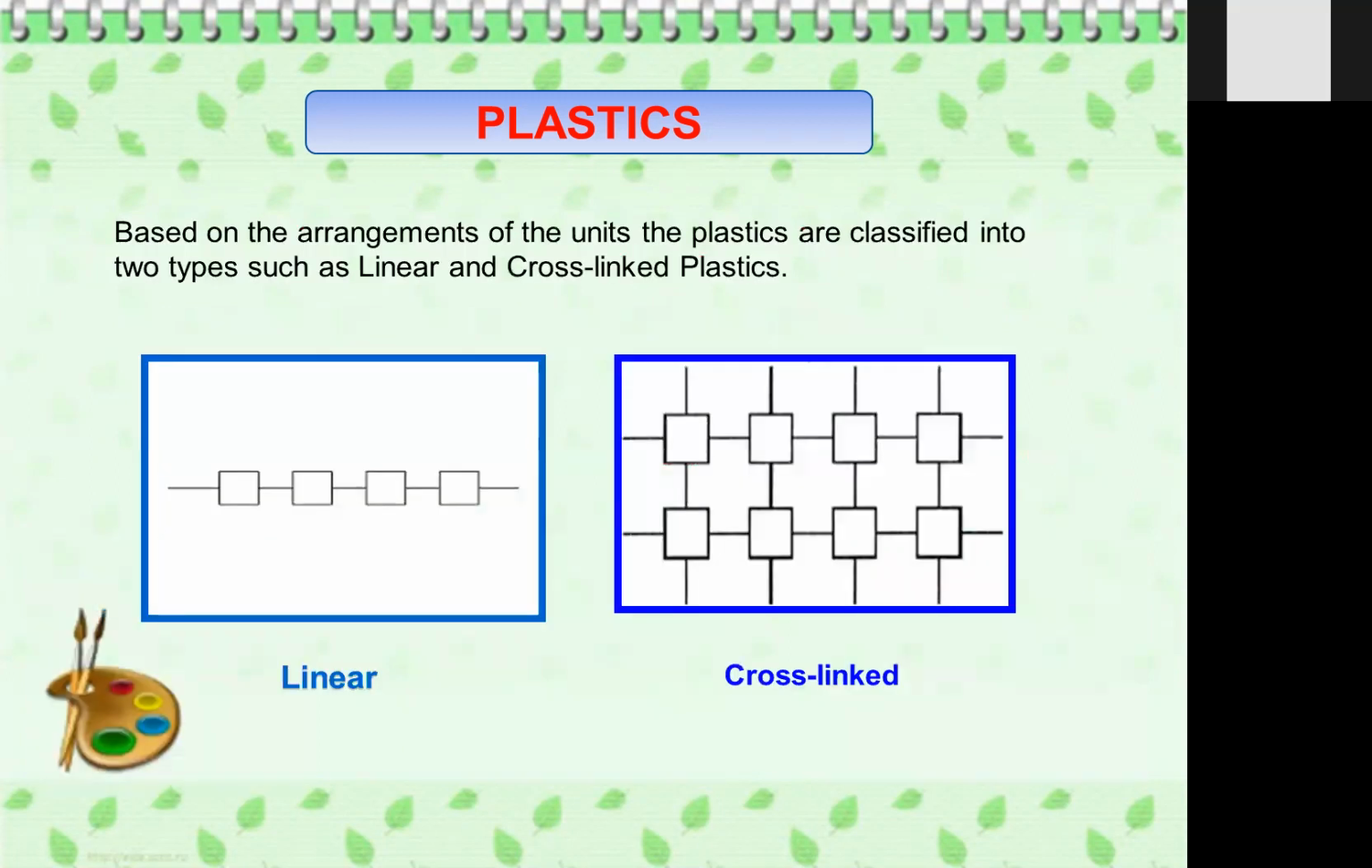Now, based on the arrangement of the monomers which are used to make plastic as a polymer, there are two types of arrangement. The first is linear, as you can see in the first picture, where the monomers are combined together in a single line. In the second, they are cross-linked, interlinked with each other in every direction. It's a kind of net-like structure. So these are the cross-links.